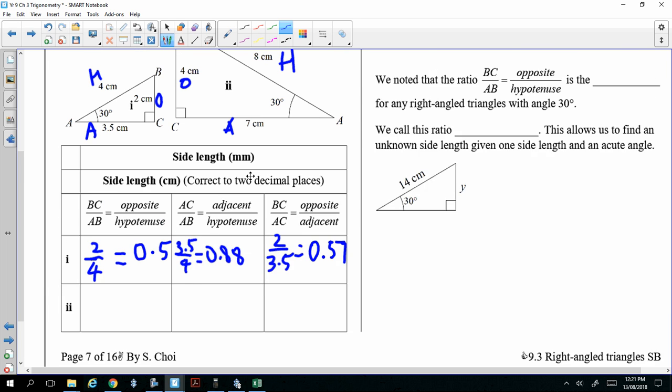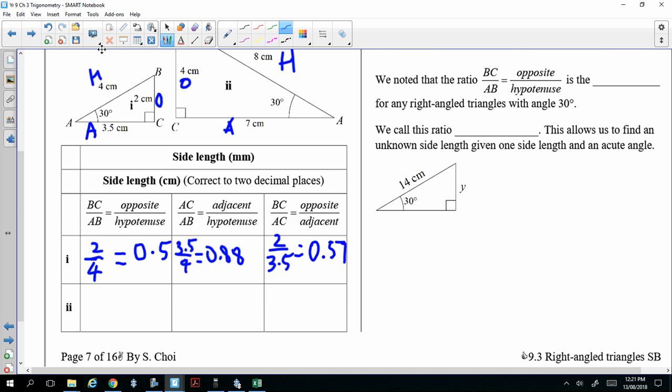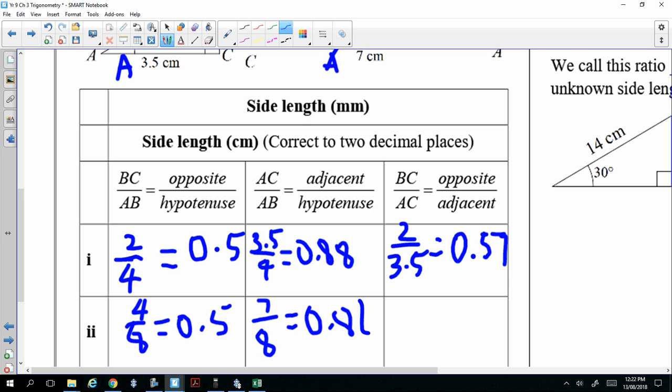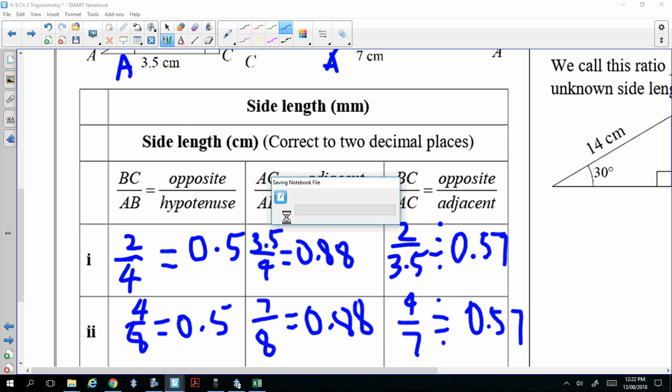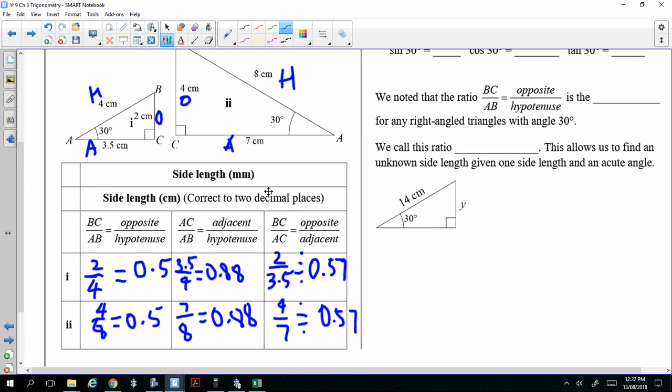Yes, they're similar. Okay, good. So let's go through this. Let's see why they are. What's the next one? 4 over 8, you get 0.5. And what's the other one? 7 over 8, you get 0.88, correct to 2 decimal places. And you get 4 over 7, which is also 0.57. Okay, so you see that they are equal. And they are equal because they both have 30 degrees. They are both related to the angle 30. Therefore, they are all the same.